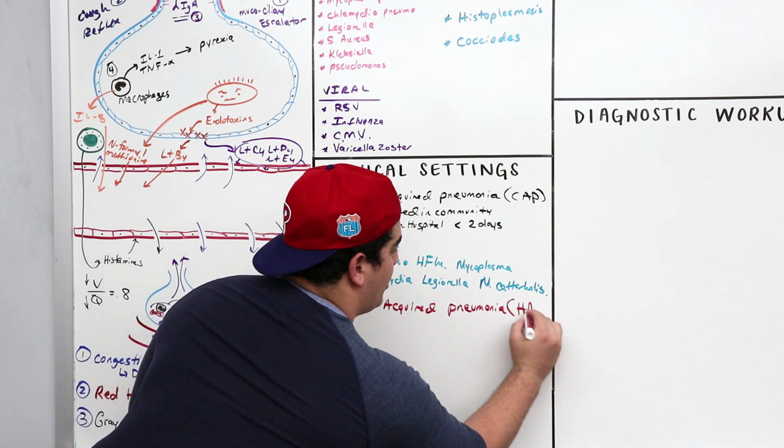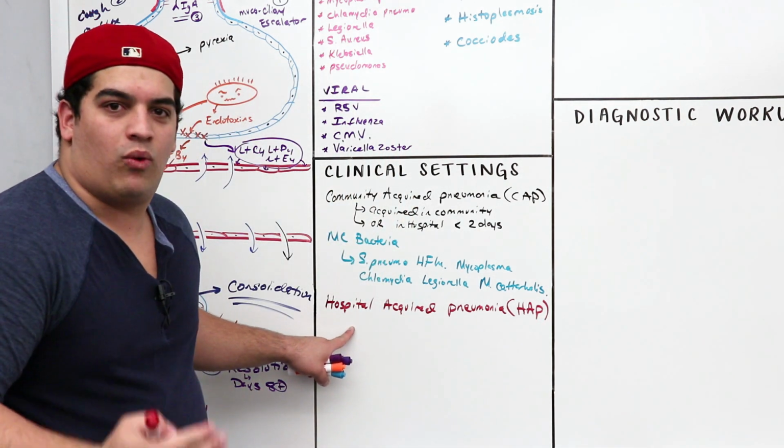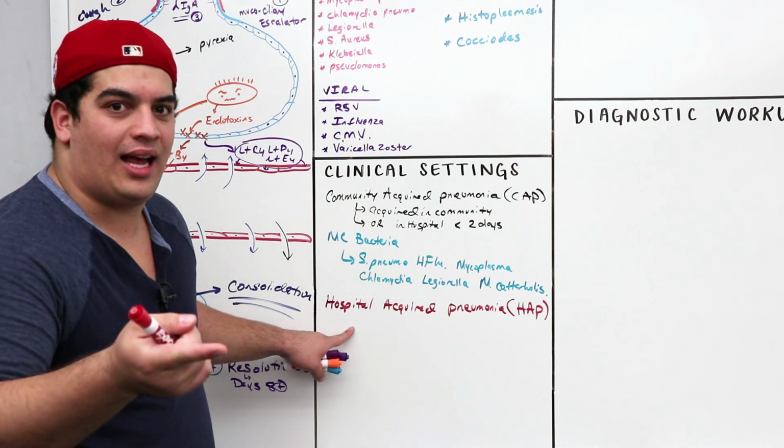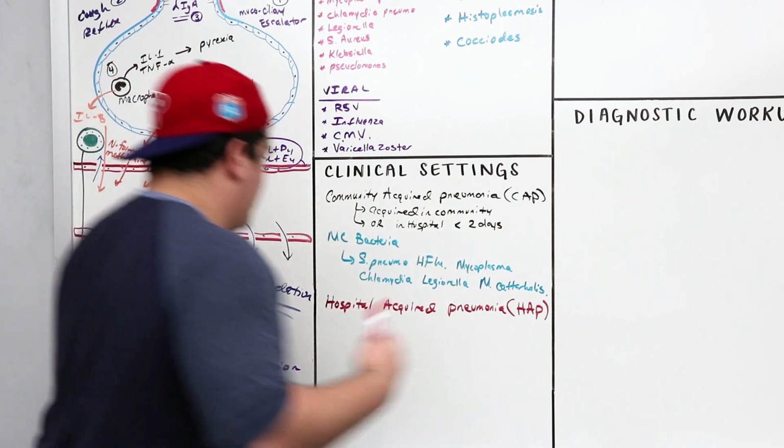We'll abbreviate this HAP. Now, hospital-acquired pneumonia, it's simple. Acquired within the hospital, but how long does it have to be? How long have they had to be admitted into the hospital? Greater than 2 days. So it's simple, right?